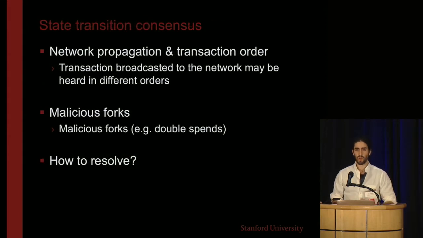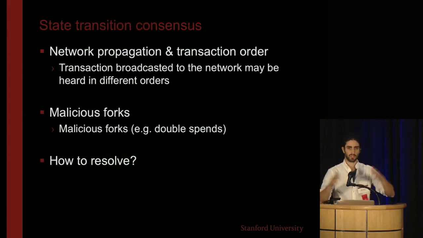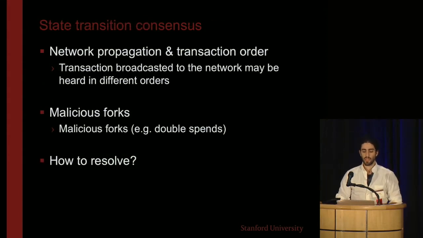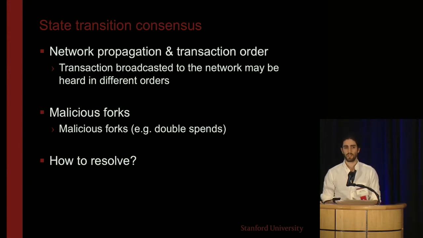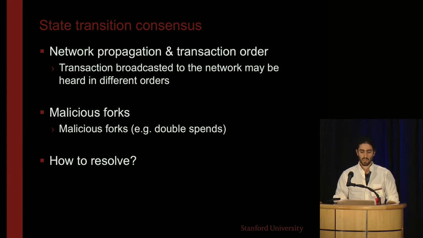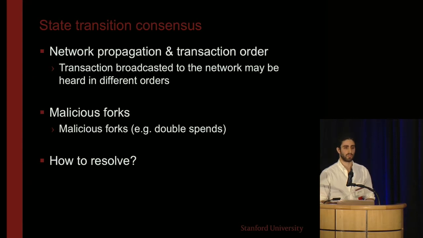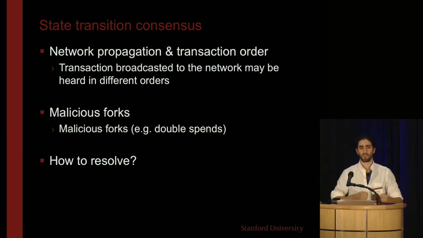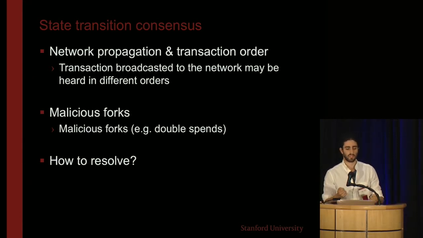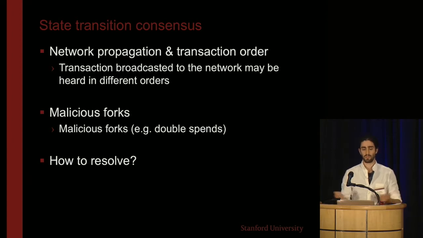And the main problem in maintaining such a distributed ledger of information is how do you maintain consensus on the state of this machine, the state of this payment system. You can have honest reasons why consensus would not be achieved, such as different messages being propagated at different times to different nodes in the network, and the network gets different views of the transactional order, which are incompatible with each other. You can also have malicious forks.